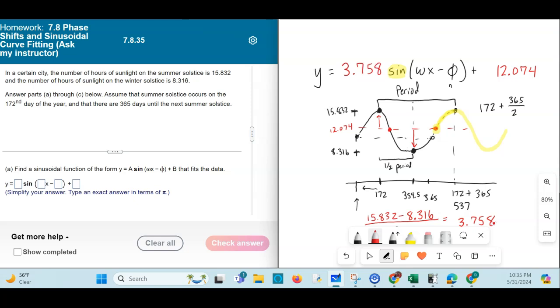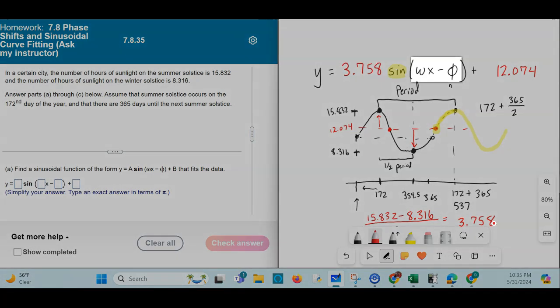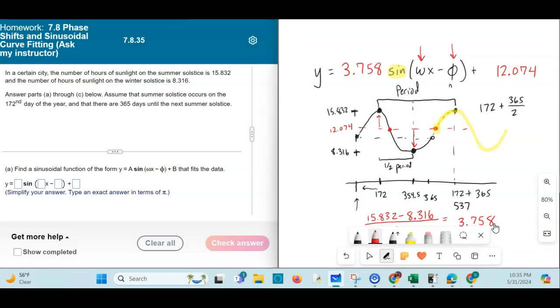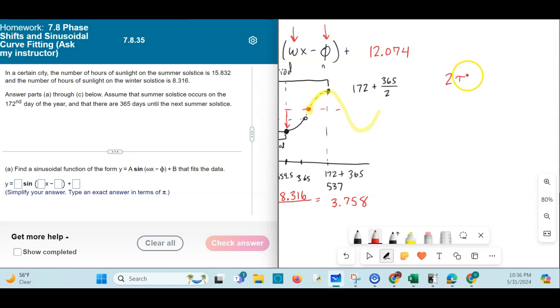All right, now we're on to the stuff on the inside. So we got omega that is controlling the period, and then we got this value for phi here that is determining our phase shift along with omega. So the way we're going to do this is the period, the calculation for period, 2 pi divided by omega is equal to the period. All right, that's the calculation for period.